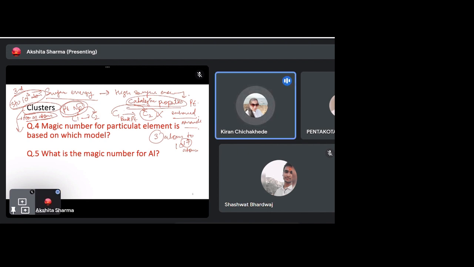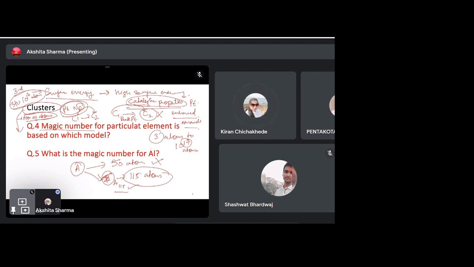Now question 4. The clusters are stable, but they are not stable at other numbers of atoms. Suppose I have cluster A with 50 atoms, and cluster B with 115 atoms. By virtue of its stability, it is possible that one of them is not stable. Such numbers we call magic numbers.